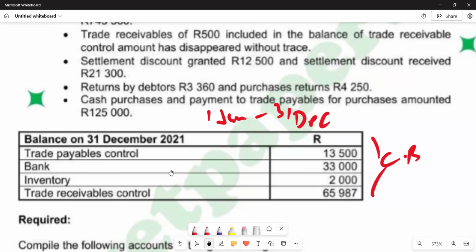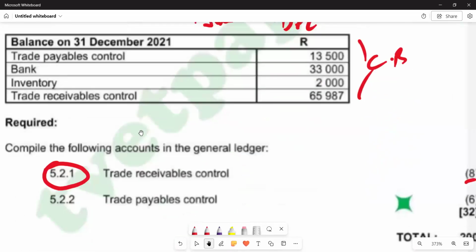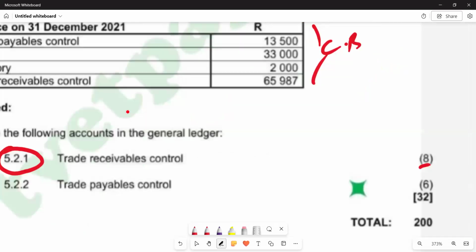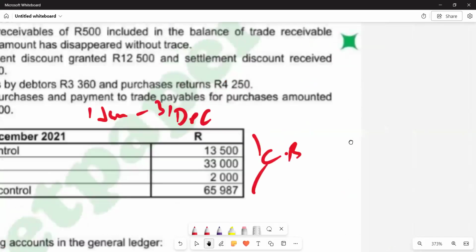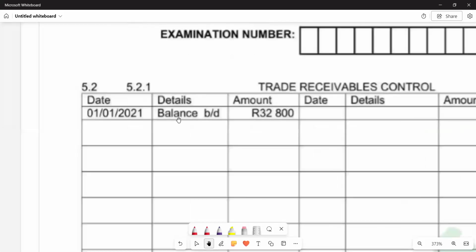And on the required part, we are only going to look at 5.2.1, whereby the question is saying combine the following accounts in the ledger accounts. So we're going to look at trade receivables control, and our question has 8 marks. If you come to our answer section, you will see that we have our already prepared trade receivables control. We also have a pre-entered figure for the opening balance, balance b/d of 32,800, so we don't have to worry about opening balances.